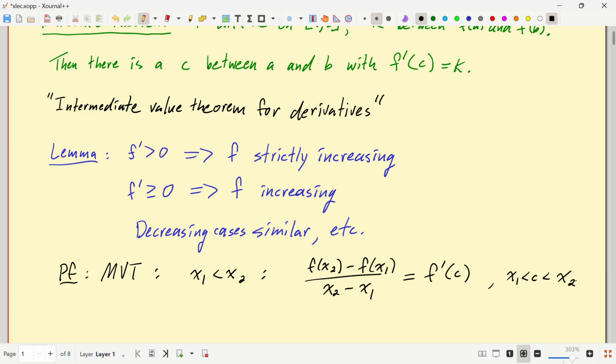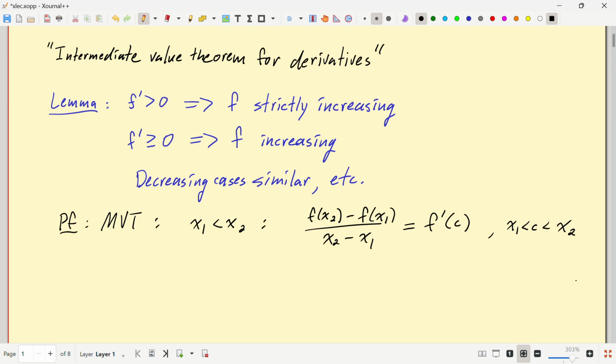Well, if f prime is strictly positive, then that's going to show that f of x2 is strictly bigger than f of x1. And if we only know that f prime is greater than or equal to 0, well, then we just get the greater than or equal to inequality there. And so that's what it means to be increasing. It just pops right out from the mean value theorem. Okay, we need that when we do Darboux's theorem here.